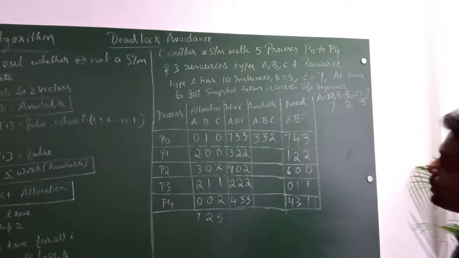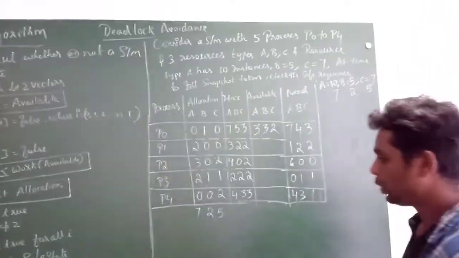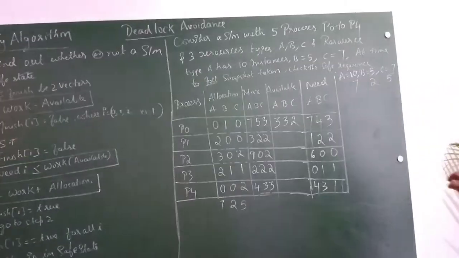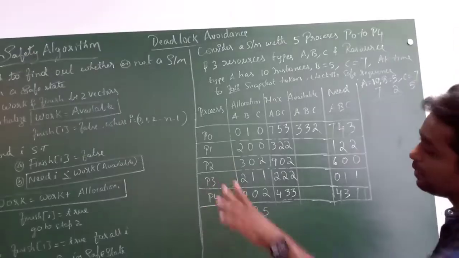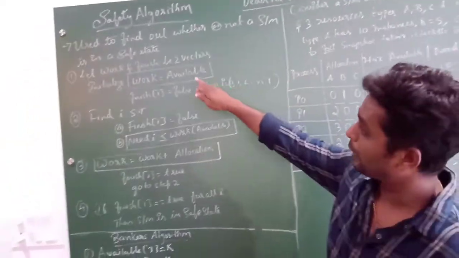Now I need to check what? Justify your answer whether the system is in safe state or not. To check what is the sequence of execution, I need to go with what? Safety algorithm. So I can go with the safety algorithm. Here it is there. So first case, what happens?